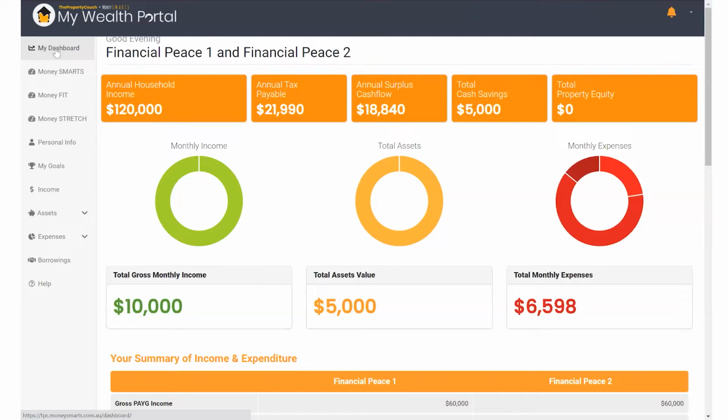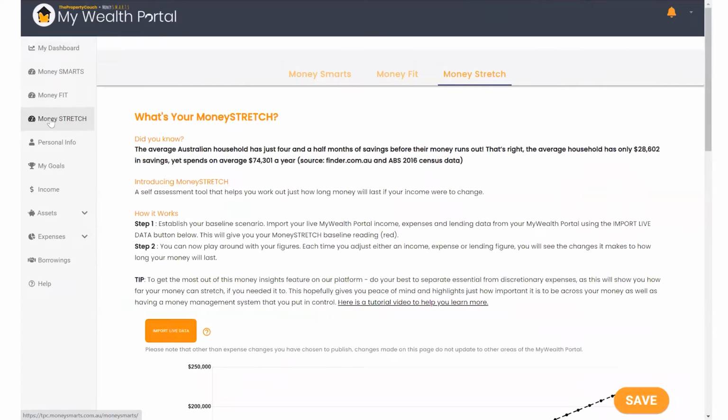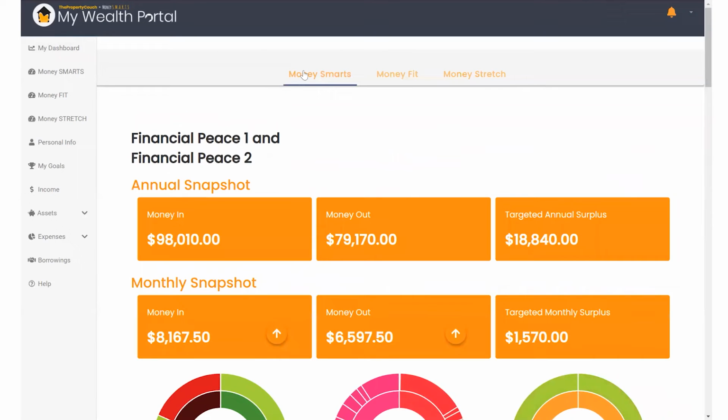So here we are on the main dashboard, and we can see there's a couple of ways in which you can get there. So there's obviously the MoneySTRETCH. This is taking us into the application. And you can also see we have navigation across the top here where you can move between what we call our money insights areas of the My Wealth portal, such as our famous Money Smarts. Now, if you want to learn more about Money Smarts, there's tutorials down the bottom, and there's further tutorials all about our My Wealth portal on this page. So feel free to move around and have a look at those things. We've got Money Fit, which is a money comparison, and ultimately the MoneySTRETCH.